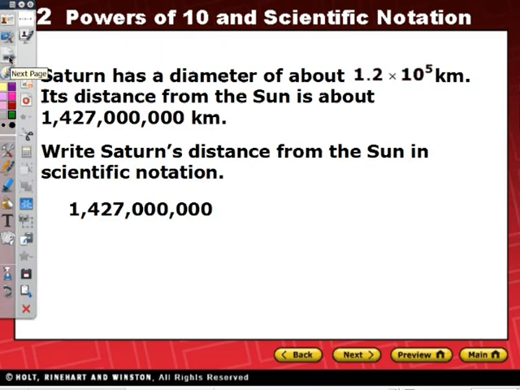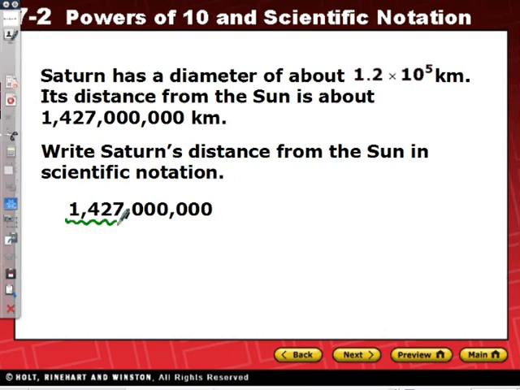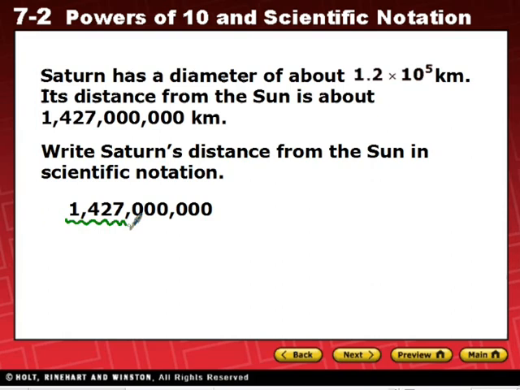Now we're going to do the other half of the problem, which is about its distance from the Sun, and we're going to write that into scientific notation. So we take the non-zero part of the number. I didn't go through this before, so if you haven't done this in a while, listen carefully. We take the non-zero part of the number and we turn it into a number between 1 and 10, right? Greater than or equal to 1, less than 10.